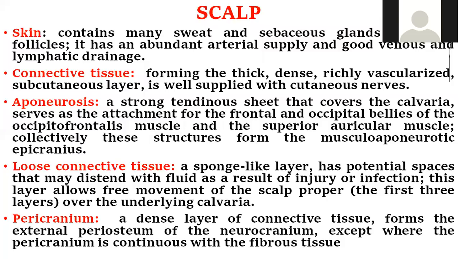And the innermost layer of the scalp is the pericranium. So pericranium is a dense layer of connective tissue. It forms the external periosteum of the neurocranium, except where the pericranium is continuous with the fibrous tissue. What are we saying here? Pericranium is the innermost layer of the scalp. And you remember that you have your neurocranium, so it's the layer that covers the neurocranium directly. I hope you are getting that one.